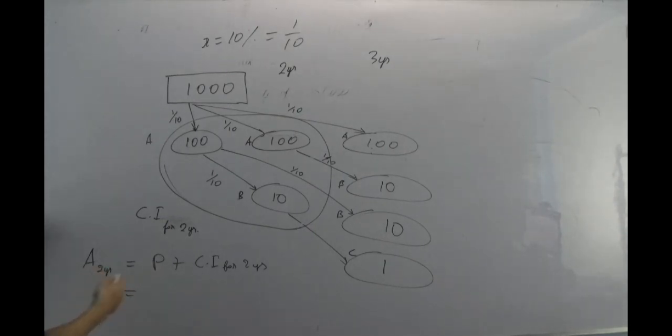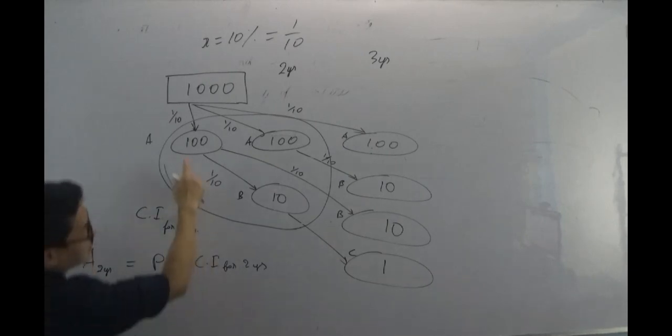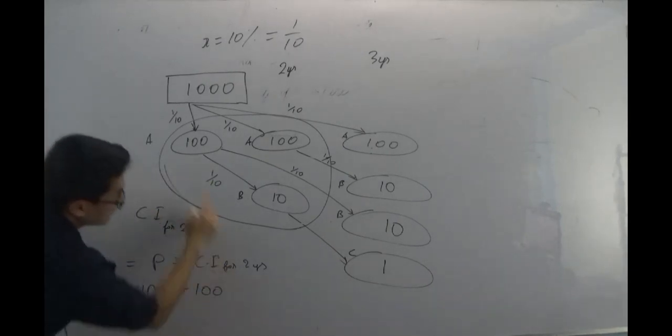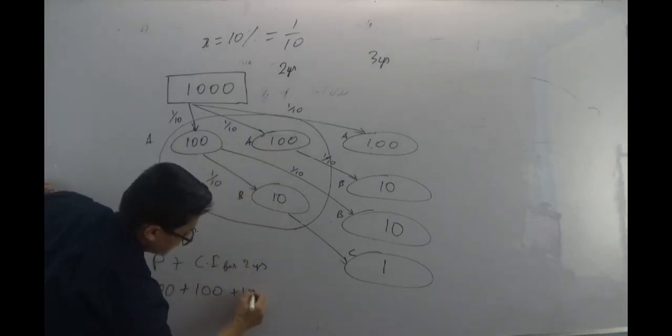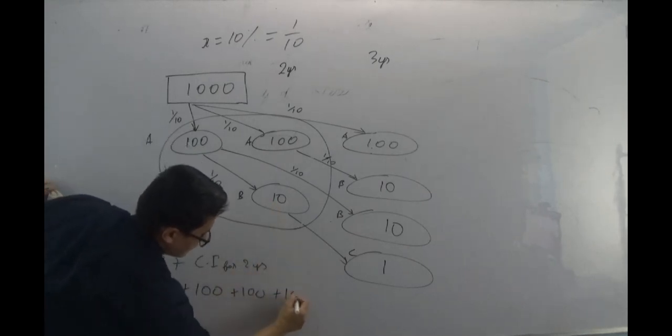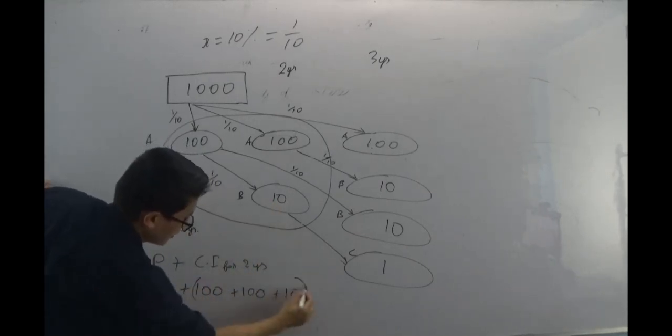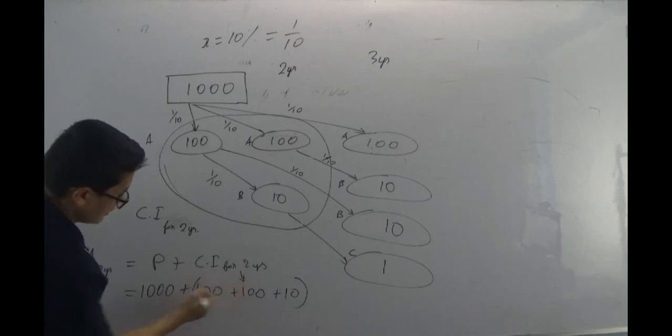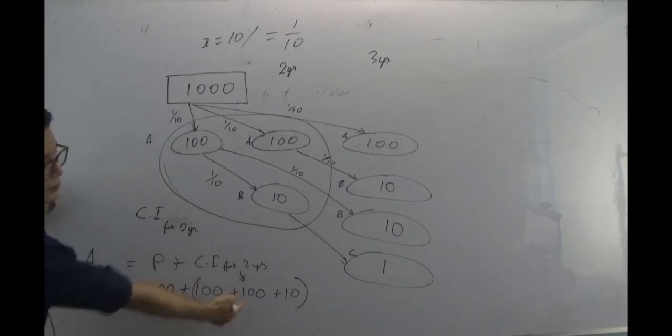Right. Principal is 1000. Compound interest is 100. So this is your compound interest, and this is your principal.